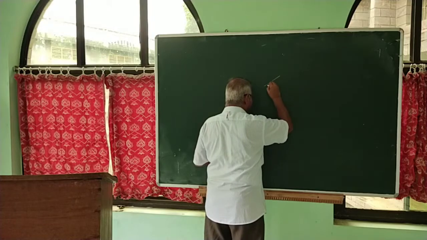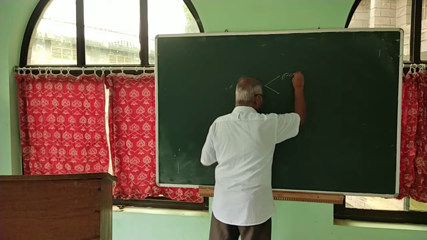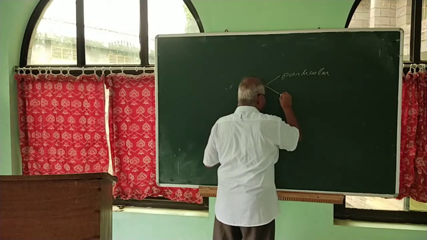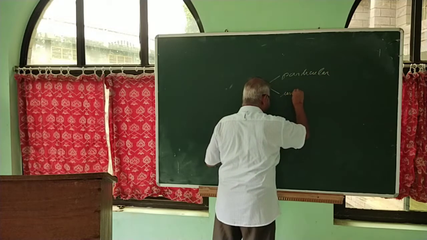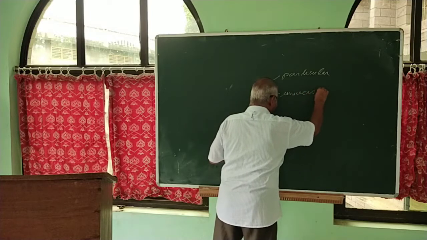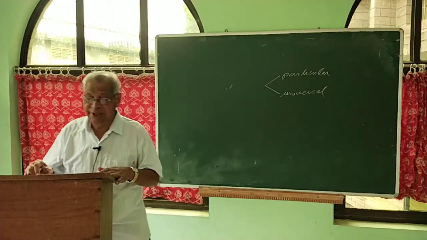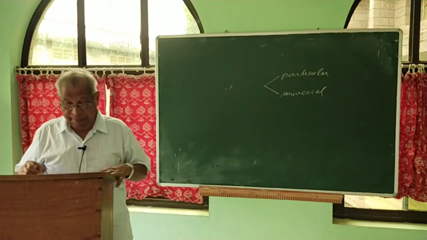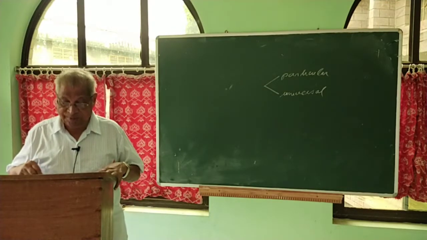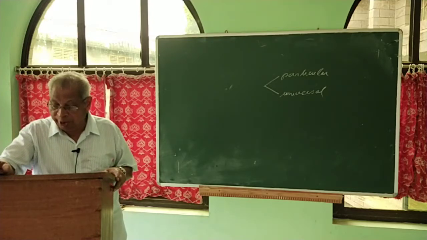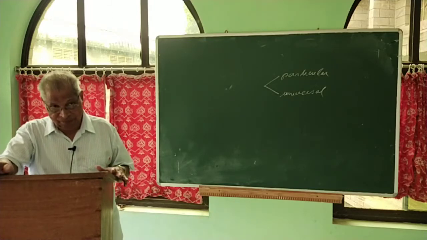Terms are divided into particular. The other one is universal. Now, what is the difference, or the distinction, between particular and universal terms? Particular terms refer to one or more individuals of a class, but not the whole class.